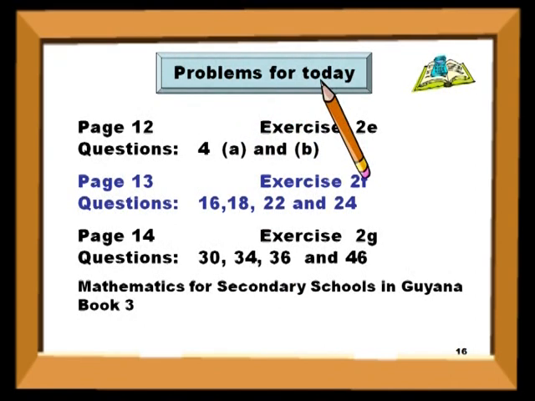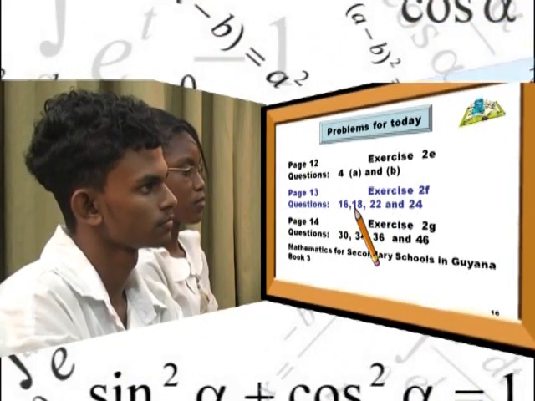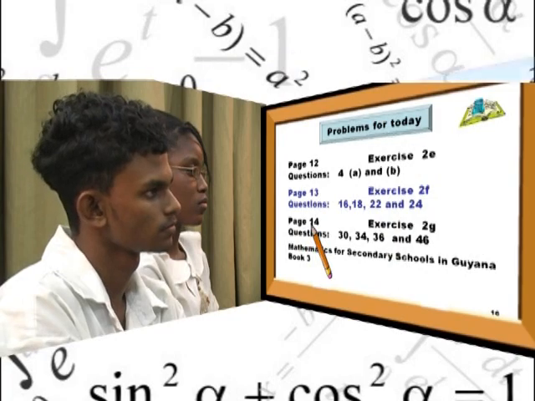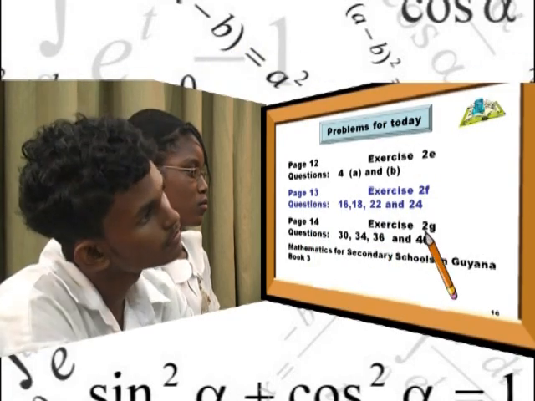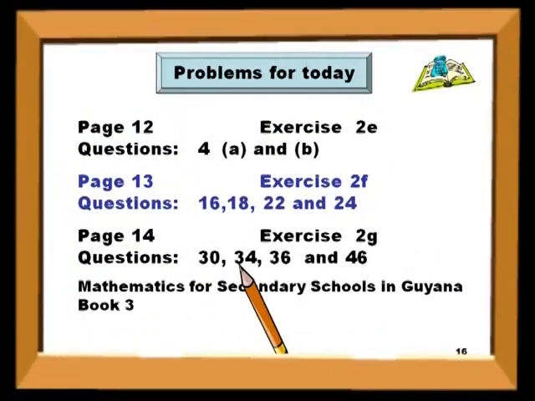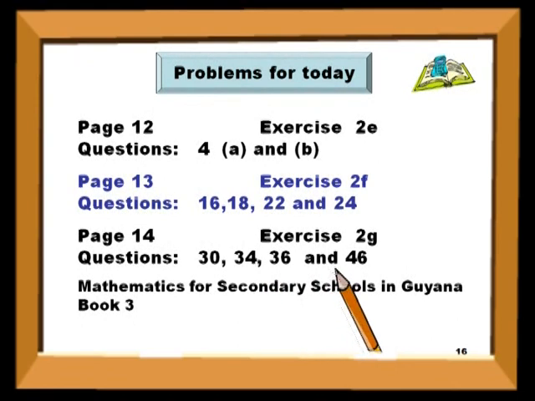Problems for today. Page 12, exercise 2E, questions 4A and B. Page 13, exercise 2F, questions 16, 18, 22, and 24. Page 14, exercise 2G, questions 30, 34, 36, and 46. Mathematics for Secondary Schools in Guyana, Book 3.